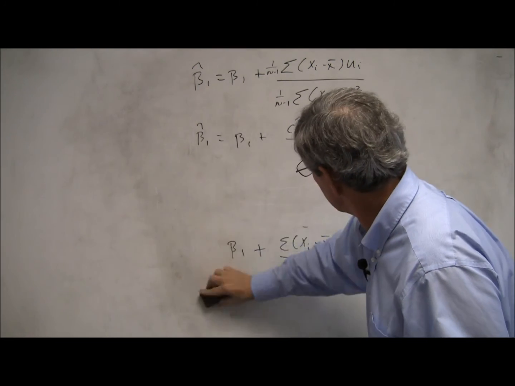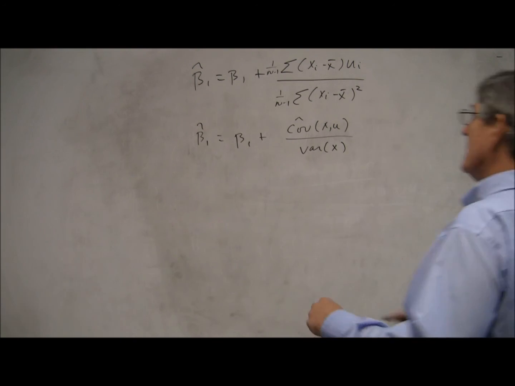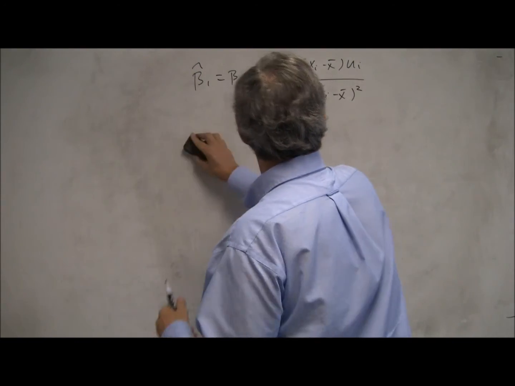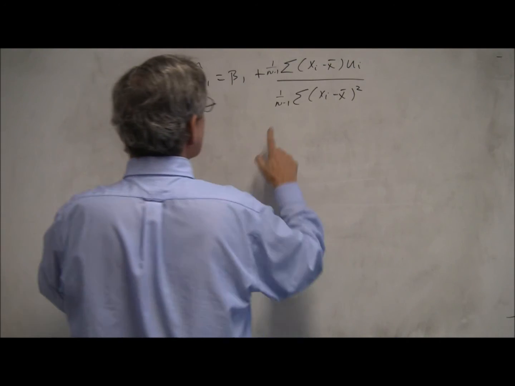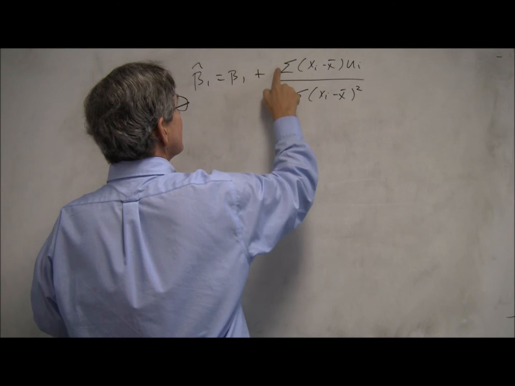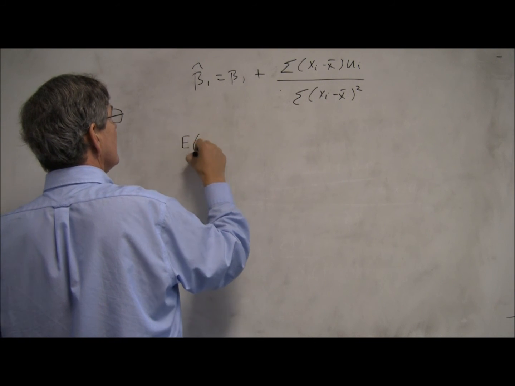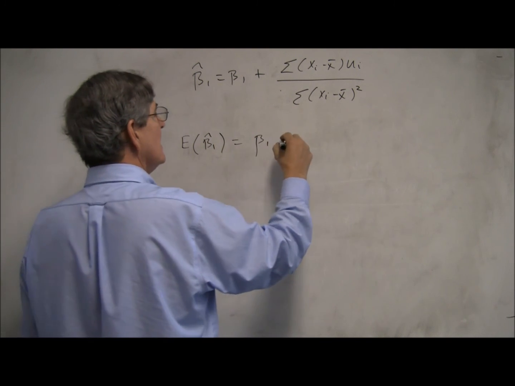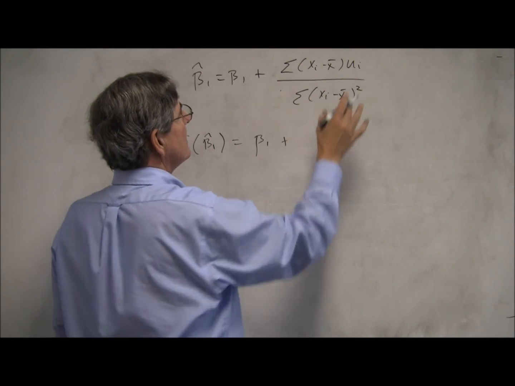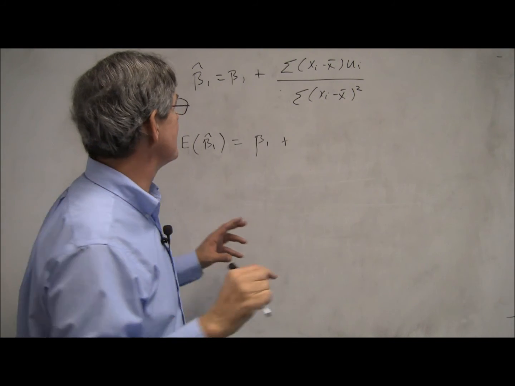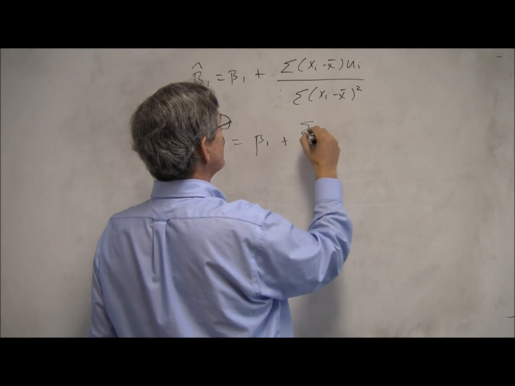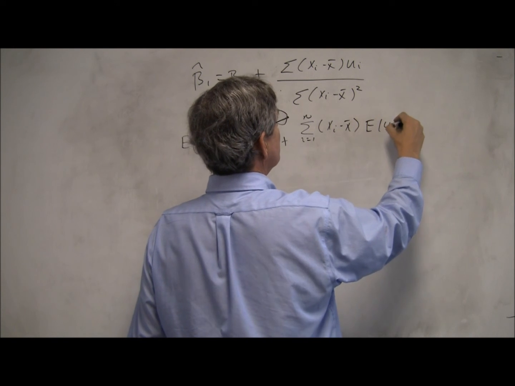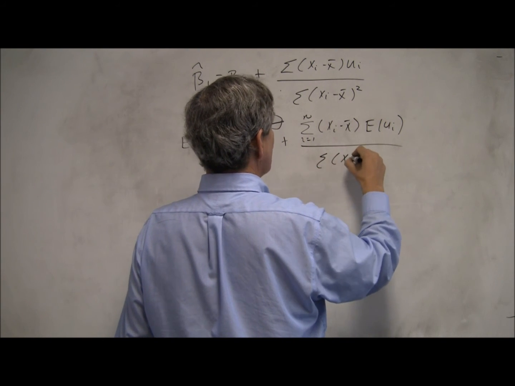Let me do it more systematically. So now let's go back to this formula. You might want to write this down again. Let me just take away the n minus 1s since they cancel. The expected value then of beta 1 hat is beta 1. The expected value of a constant is a constant, plus, so long as these are independent, the expected value is the product of the expectations. So if our assumptions hold, the sum from i equals 1 to n of the xi minus x bar times the expected value of ui over the sum of the xi minus x bar squared.